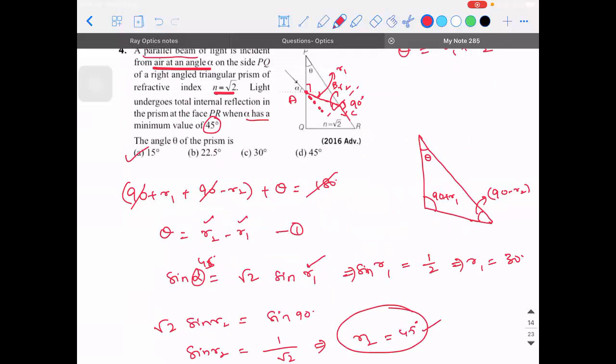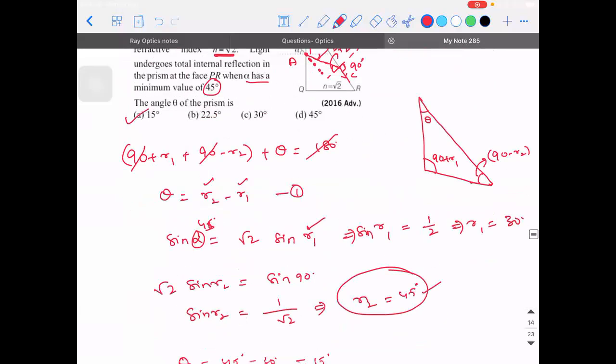Guys, did you understand what it is? Okay, we actually solved it. I didn't see this 45 degrees. Okay, let's go to the next concept.